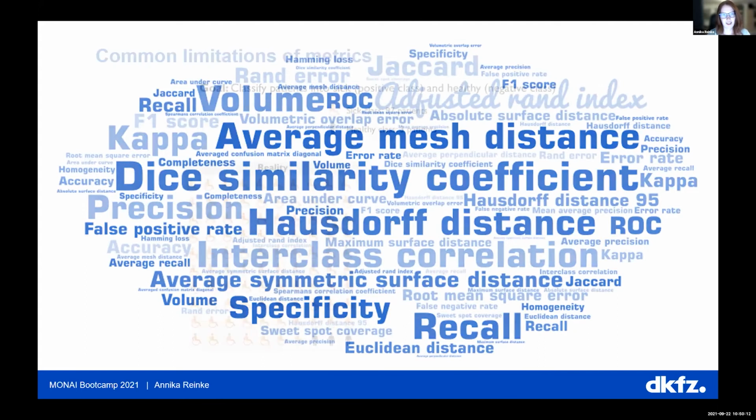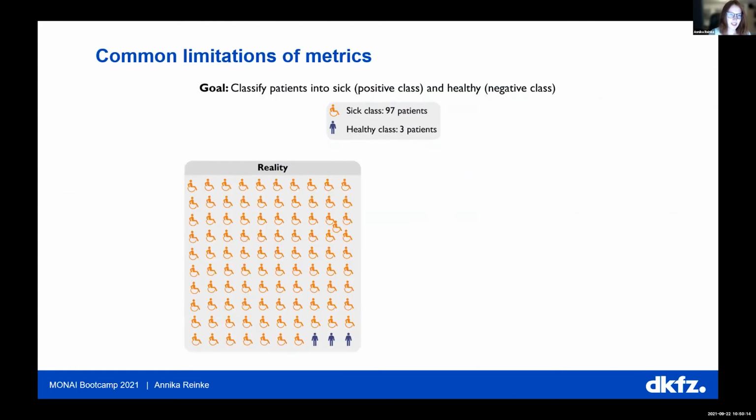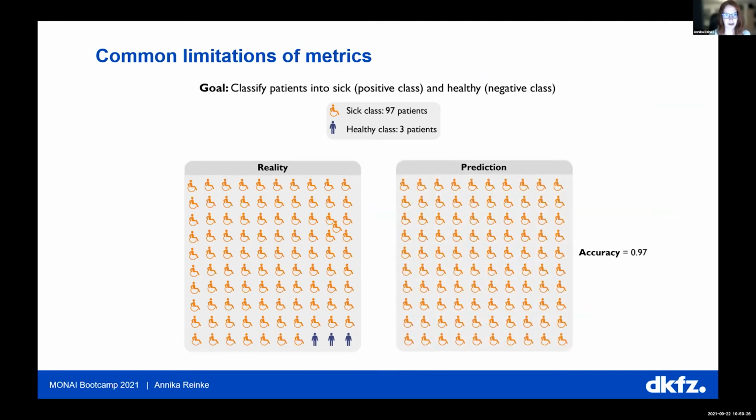Let's consider an example. Let's say you want to classify patients into sick and healthy classes, but your data set is highly imbalanced. You have only very rare cases of the healthy class. In this case, you shouldn't use a metric like accuracy, because this metric is not designed to handle imbalanced data sets. It just doesn't cover that you're actually doing a majority vote, like in this example.